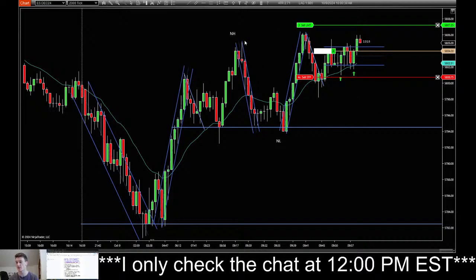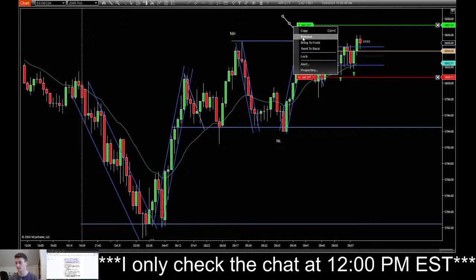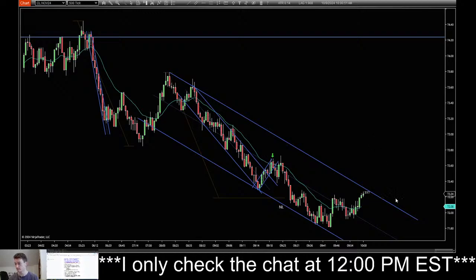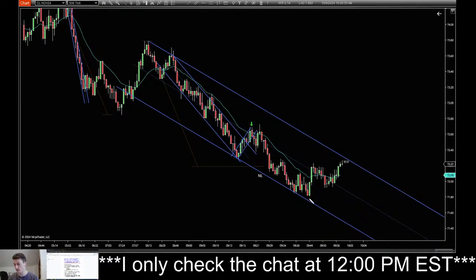You can see how prices, after barely making this high, turned around. So we could see something similar. It looks like one, possibly two legs back there.